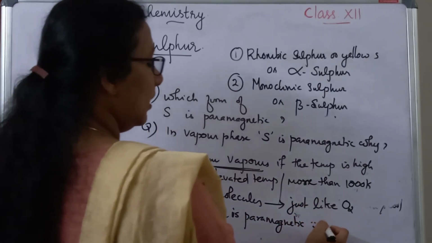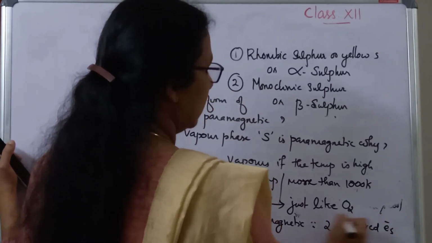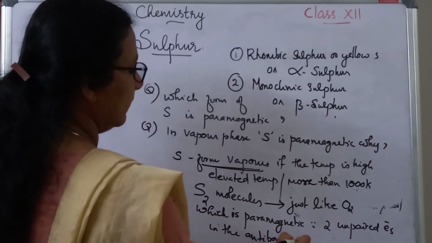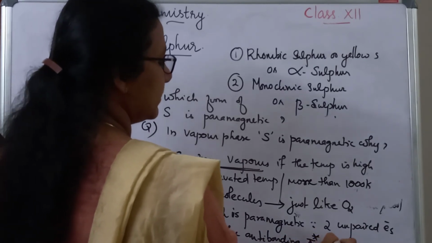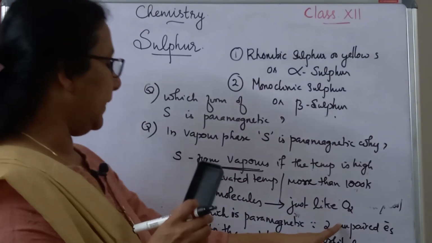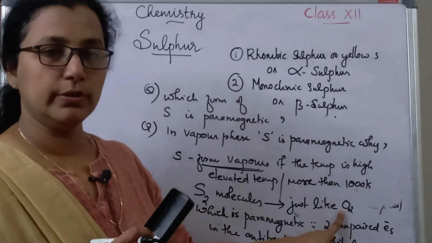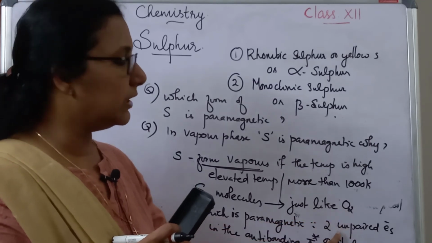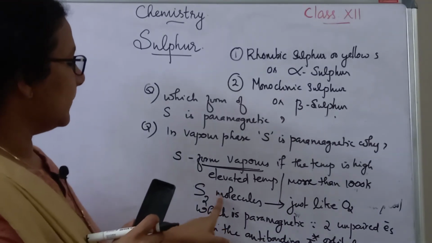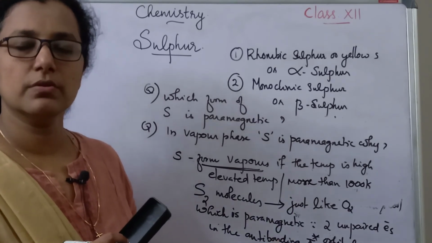This is because there are two unpaired electrons in the antibonding pi star orbital. The same is true of the oxygen molecule, which also has two unpaired electrons, so it is paramagnetic. Just like that, S2 molecules have two unpaired electrons in the antibonding pi star orbital, so it is also paramagnetic.